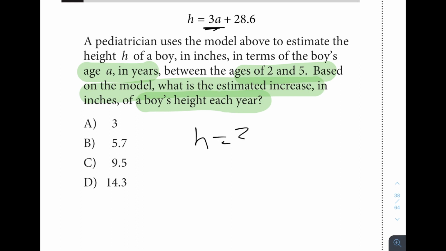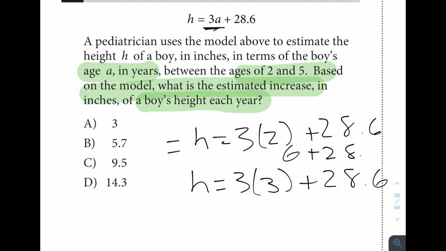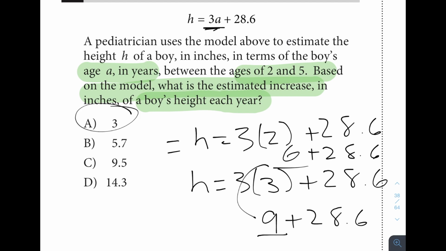plug in numbers. 3 times 2 for 2 years old plus 28.6, and then h equals 3 times 3 for 3 years old plus 28.6. So here it's 6 plus 28.6. Here it's 9 plus 28.6. As you can see, 6 and 9, it's going up 3 each year. So we can use 3.